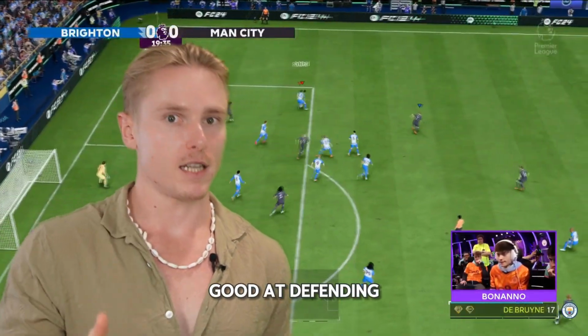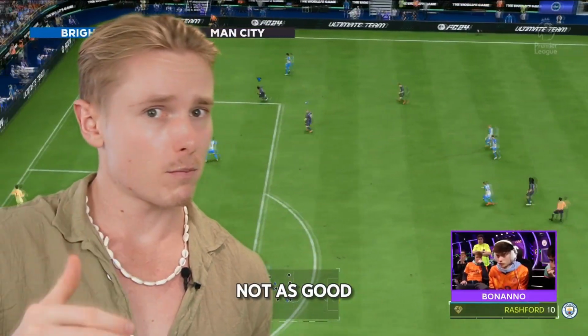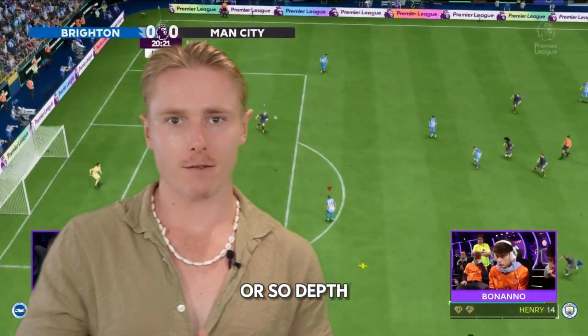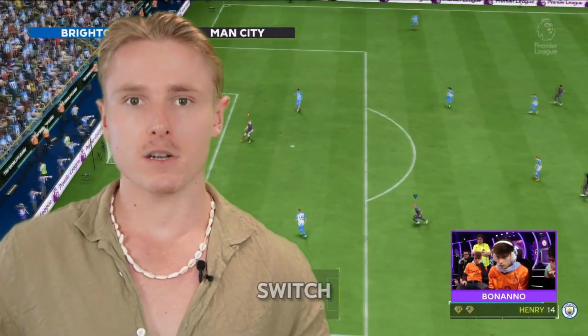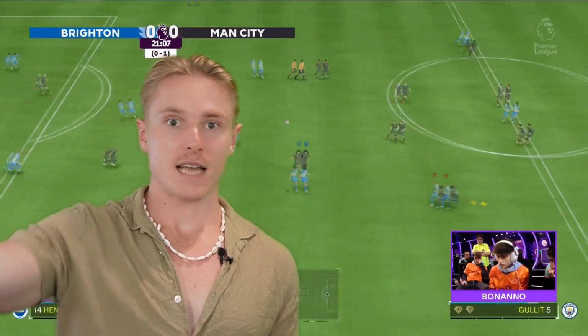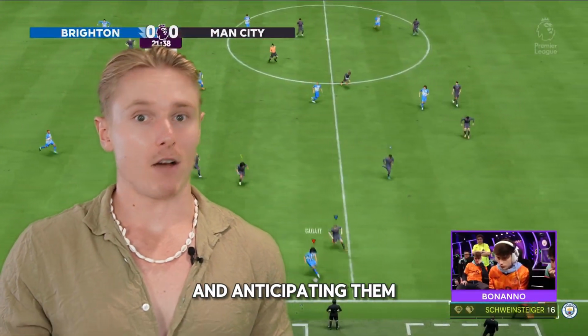So if you're good at defending, please have a higher depth in the defense to press the opponent. If you're not as good, please have it around that 50 or so depth, because that will help you learn to keep the shape and right stick switch before we move into the progressive stage of pressing someone up the pitch and anticipating them.